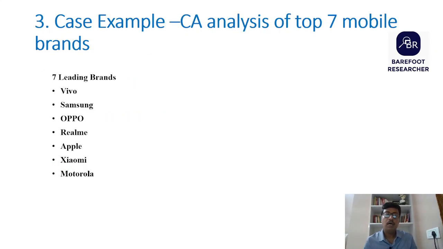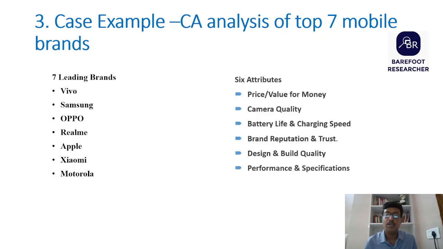Now, for our example, we consider 7 brands: Vivo, Samsung, Oppo, Realme, Apple, Xiaomi and Motorola. When we purchase online or offline, we need to compare a few attributes. Different people give different levels of importance to the attributes. We consider 6 attributes. What are they? We compare the brands based on price, value for money, camera quality, battery life, brand reputation, design and build quality, and finally the performance.